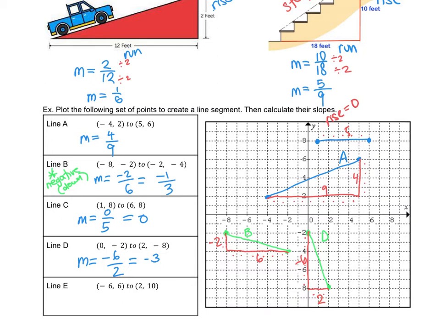All right, now if you went wrong somewhere, take a note of it, and again, pause the video and try line E for our final rise over run.